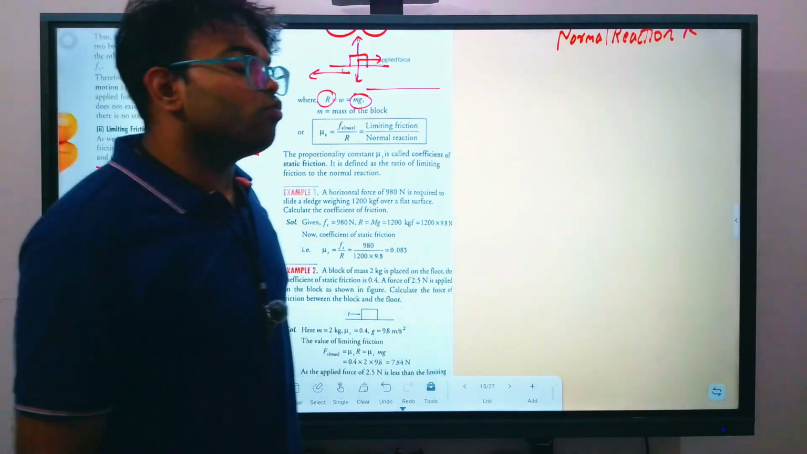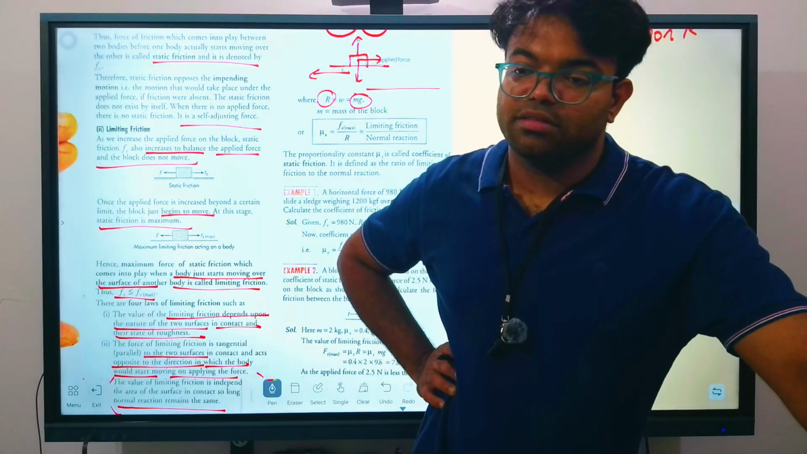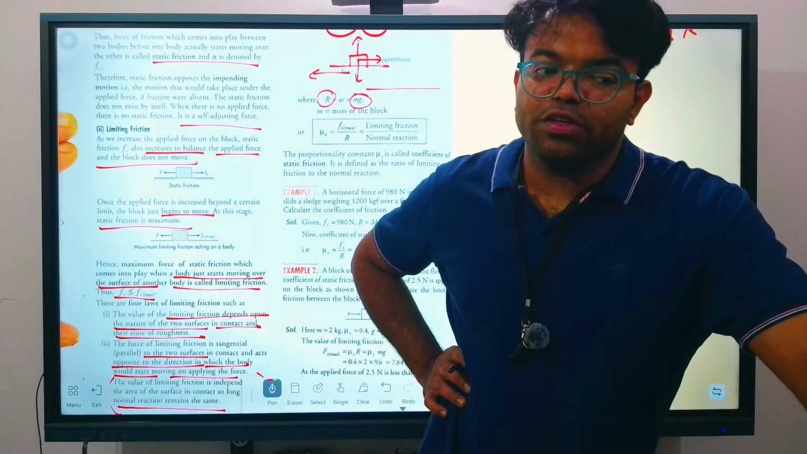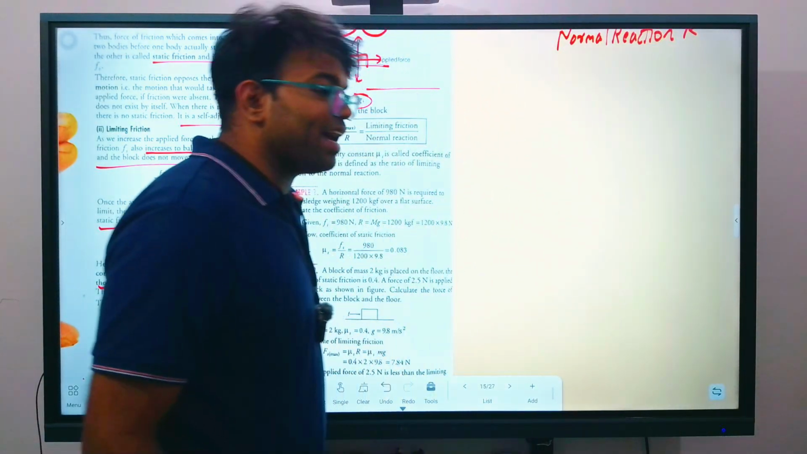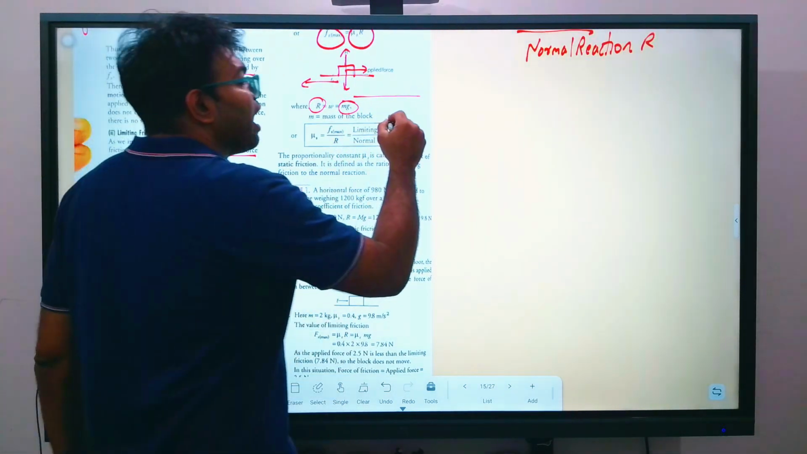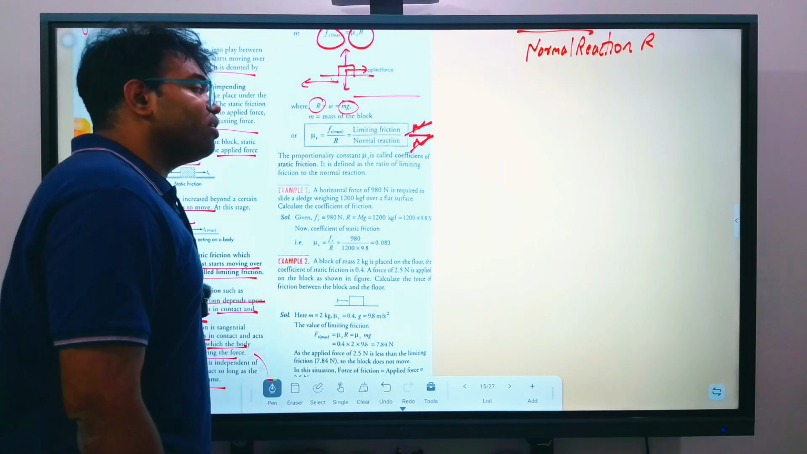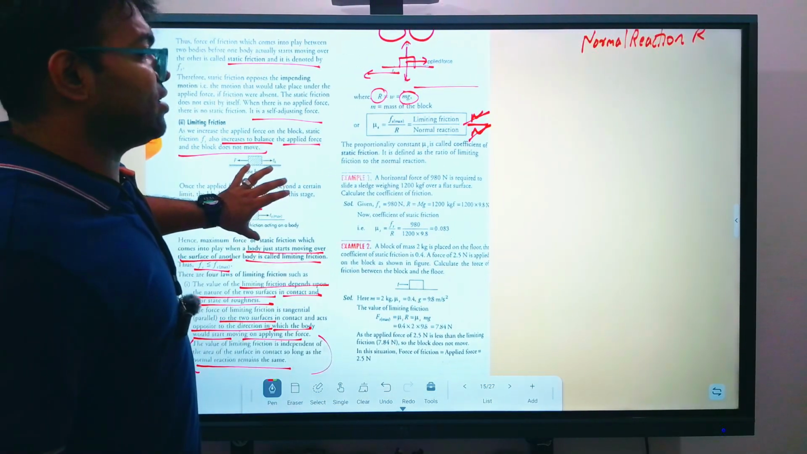Now, Drupad, what would be the SI unit of coefficient of static friction? It won't have a unit. Exactly. It won't have a unit because on the top also you are having force, in the bottom also you are having force. Both the forces cancel each other out. So you will be left with no units.